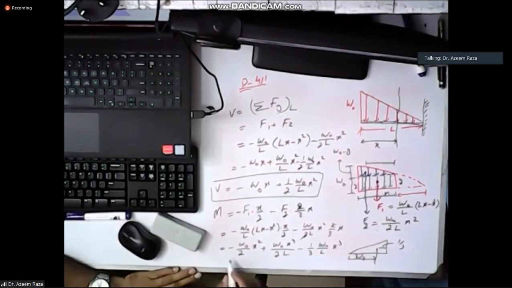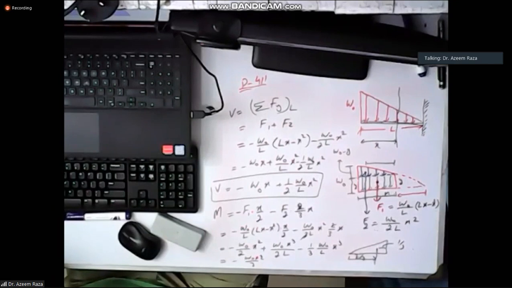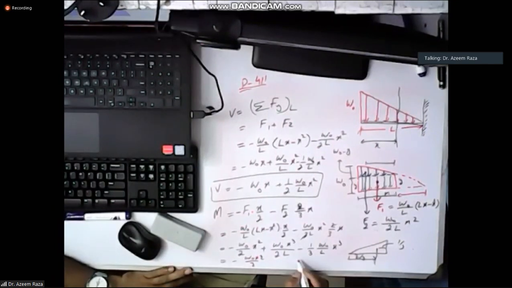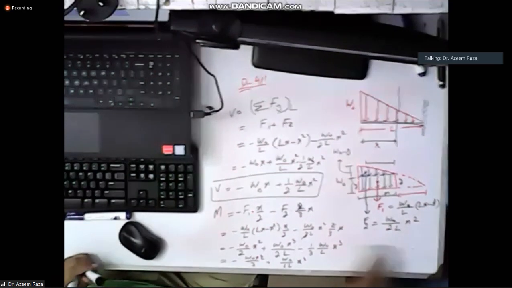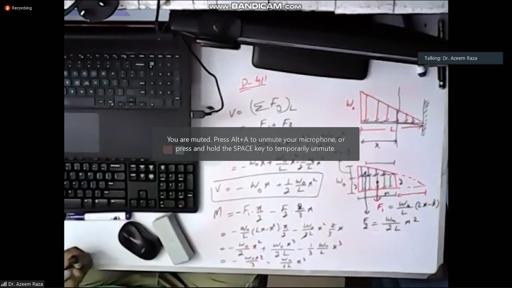What will be this? Minus w naught x squared. This is just a simplification. It's not part of the problem, but if you want to do simplification, you can do it. So the LCM would be 6. And once we do 6, this will become 3. This will become 2. So it will become 1 over w naught over 6l x cubed. Too tight, but if you got the concept, you can do this. Anybody has a question, please do ask.